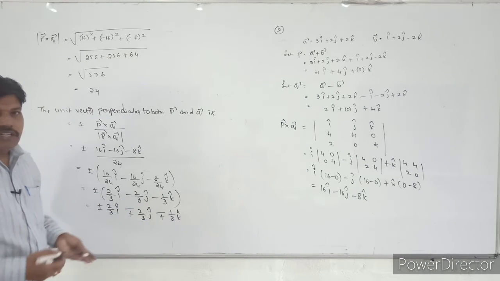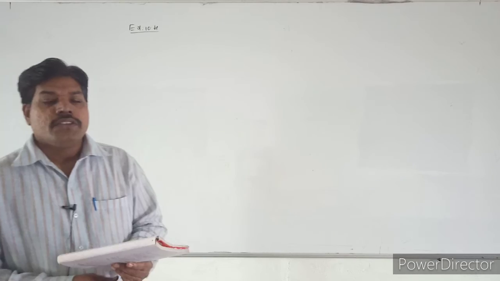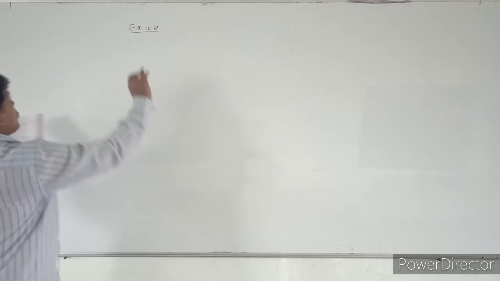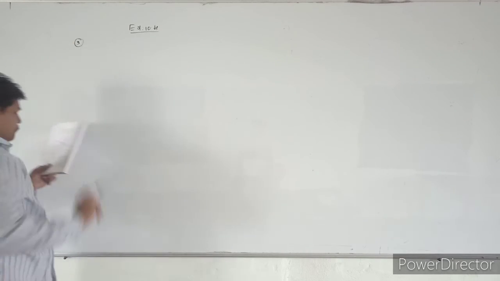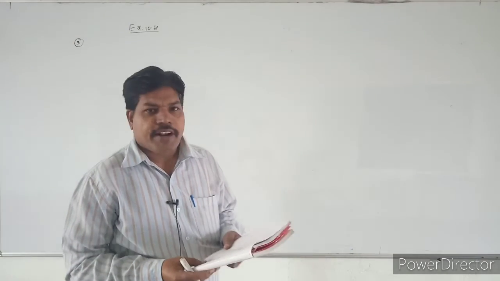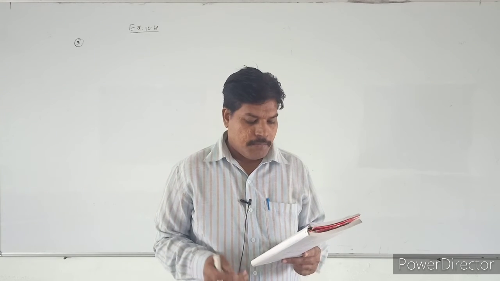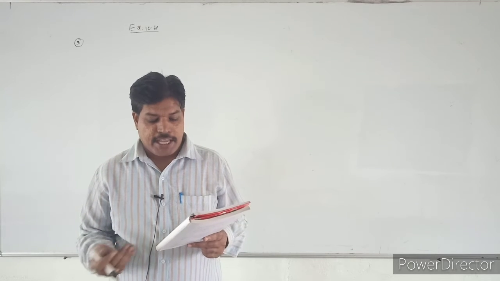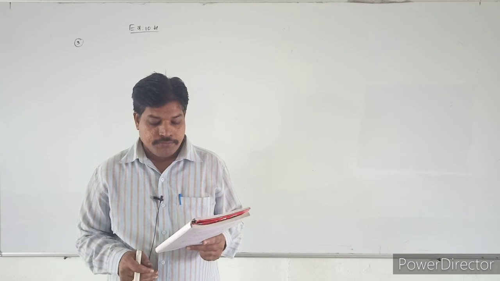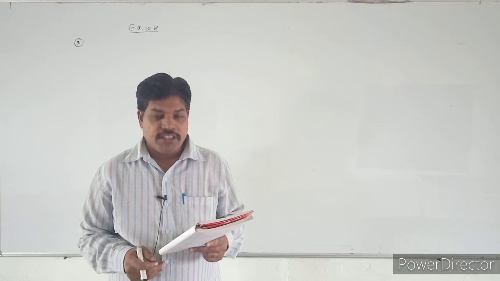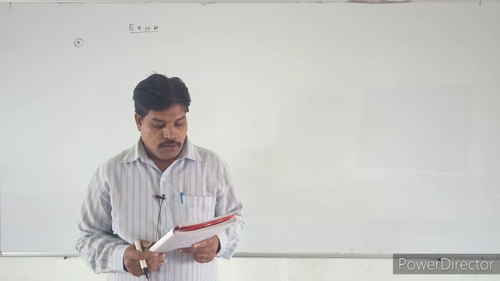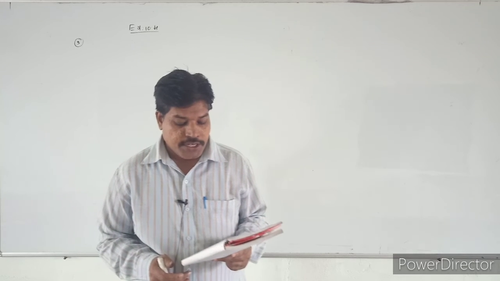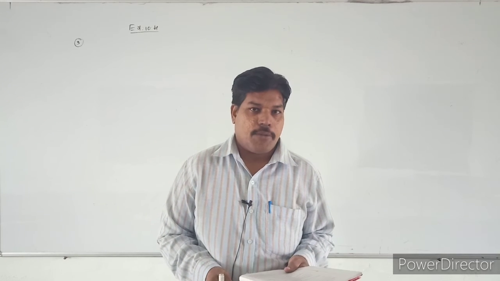Okay. So see the question, students. See the question number 3. What is the question? If a unit vector a bar makes an angle pi by 3 with i cap, pi by 4 with j cap, and an acute angle theta with k cap, then find theta and hence the components of a bar.